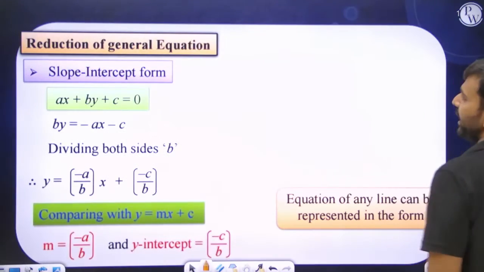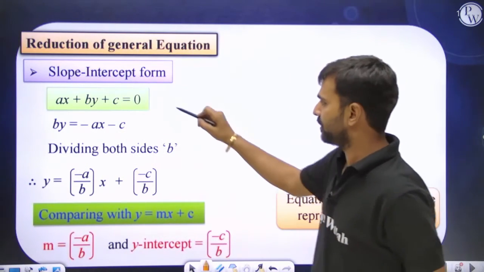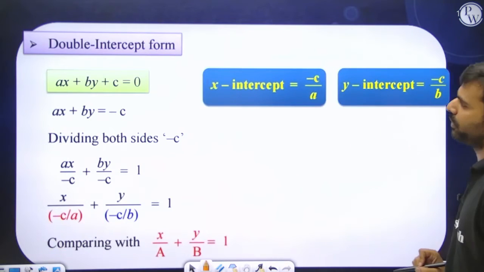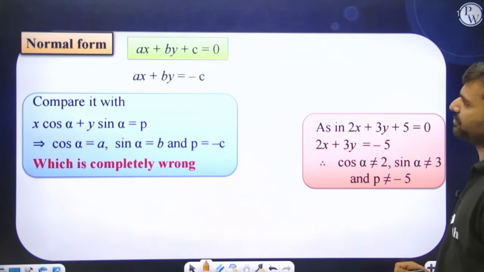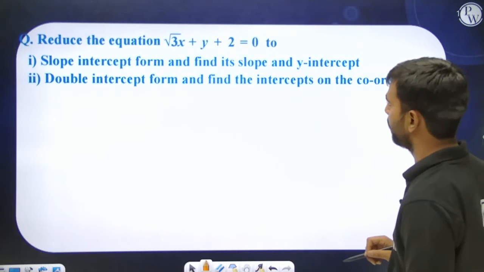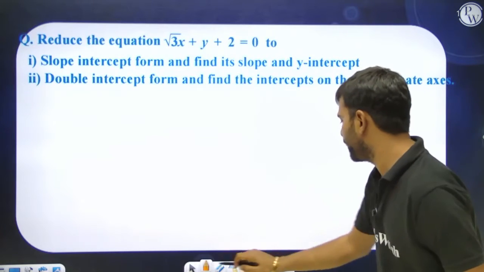All right, moving ahead. Reduction of general equation. This is what we have seen. We have done it already. So I'll quickly move forward from here. Double intercept form, this is also we have seen. Normal form, this is also we have seen. But always make p positive, that is on the right hand side. Reduce this form.